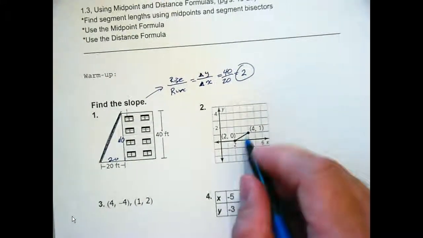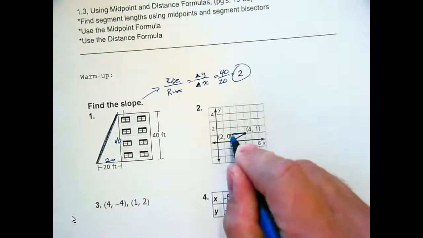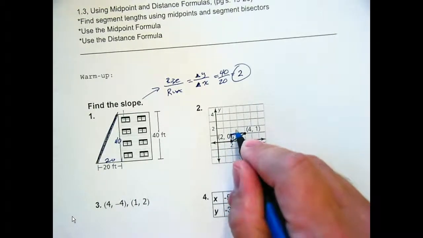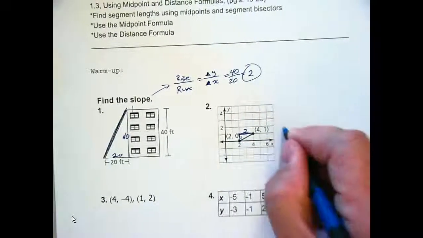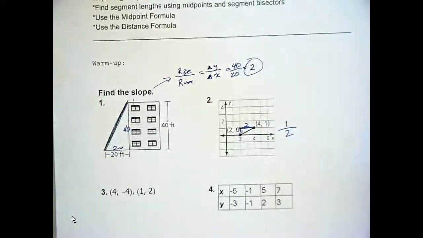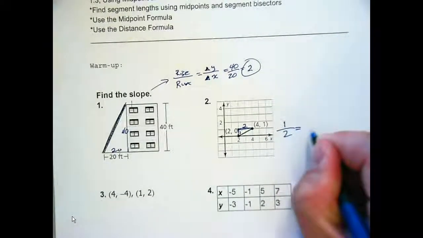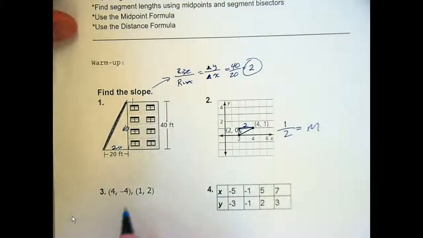Okay? And number 2, how much do we rise from here to there? Go up 1 and over 2. So once again, this one isn't a slope of 2 over 1. It's 1 over 2. What's the letter we use for slope? M. Right. Okay, change in y over change in x.